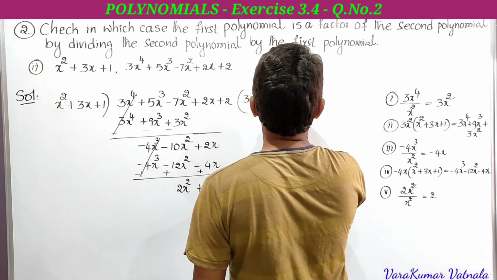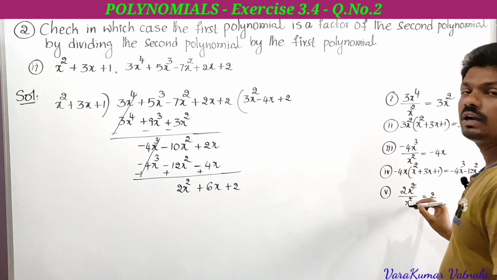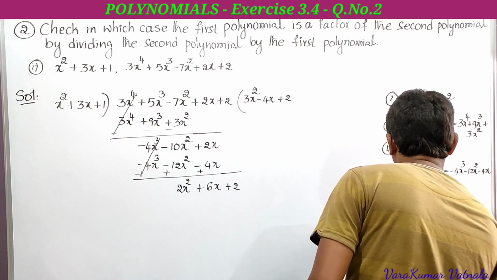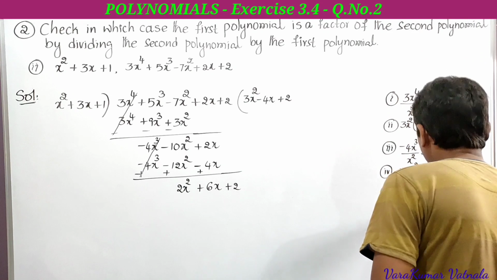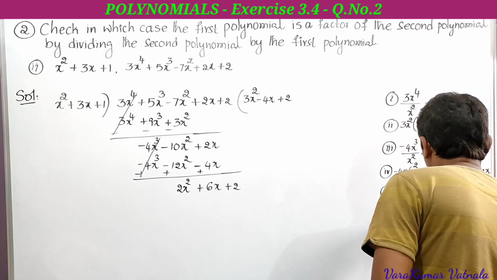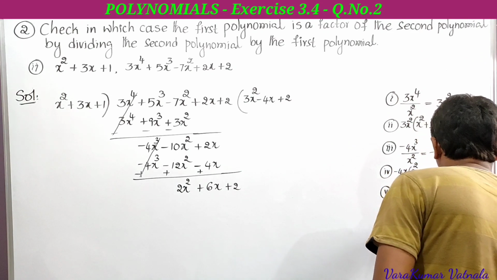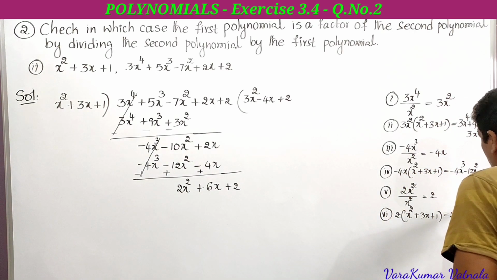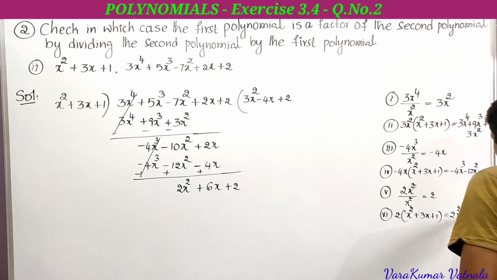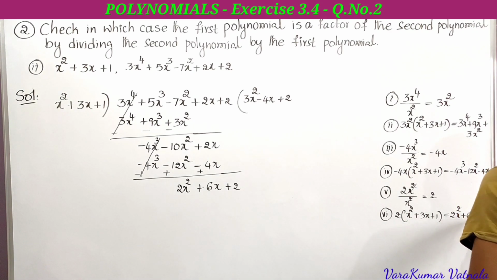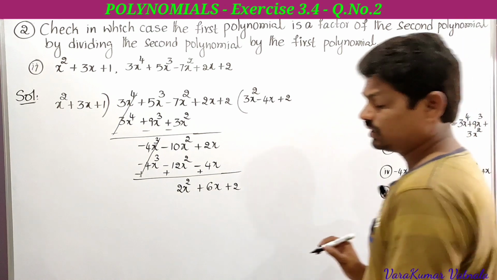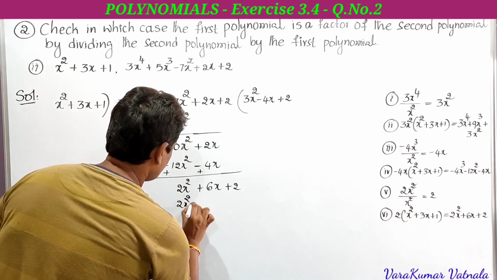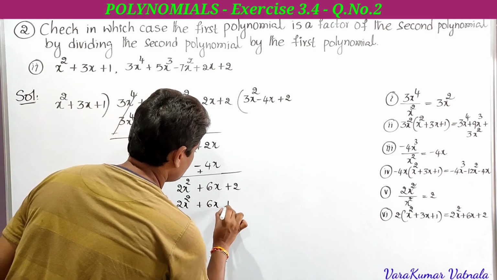Write 2 in the quotient area. So now multiply the divisor with 2. That is 2 into x square plus 3x plus 1. So here 2 into x square is 2x square, plus 2 into 3x is 6x, plus 2 into 1 is 2. So now write here 2x square plus 6x plus 2.